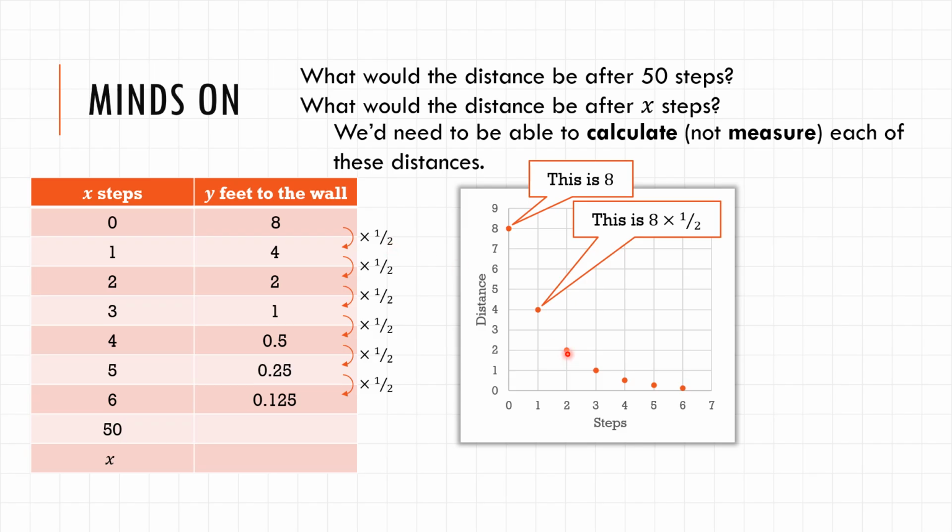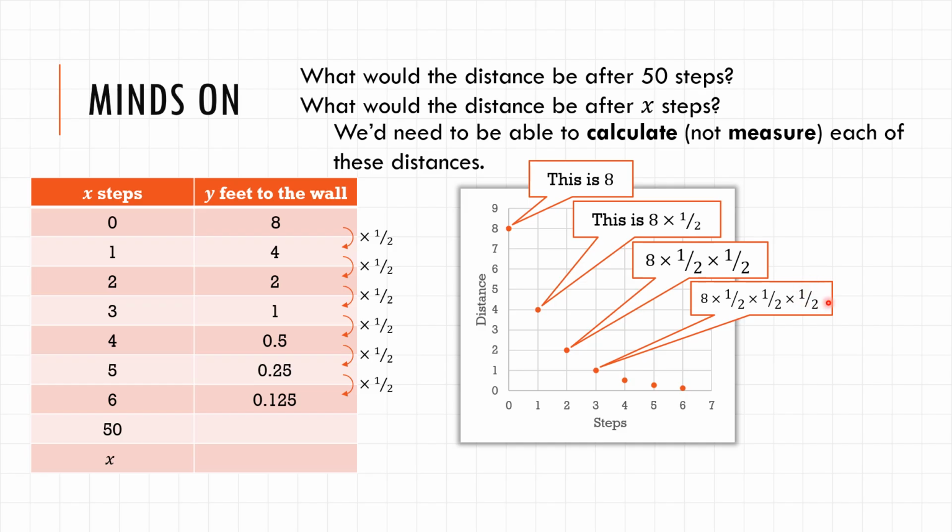How did we get the next point? Well, we took whatever number that was, 8 times a half, which we know is 4, but I'm just going to leave it as 8 times a half, and we multiplied by a half again. So 8 times a half, and then times another half. Again, to move to the next step, we took this and multiplied it by a half again.